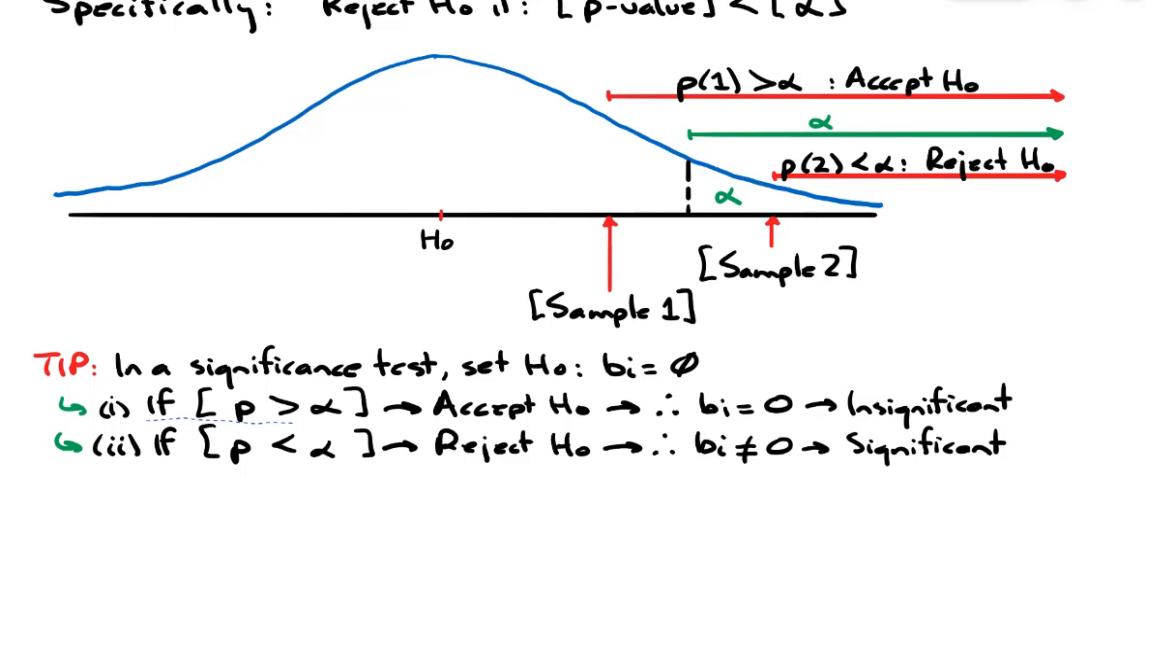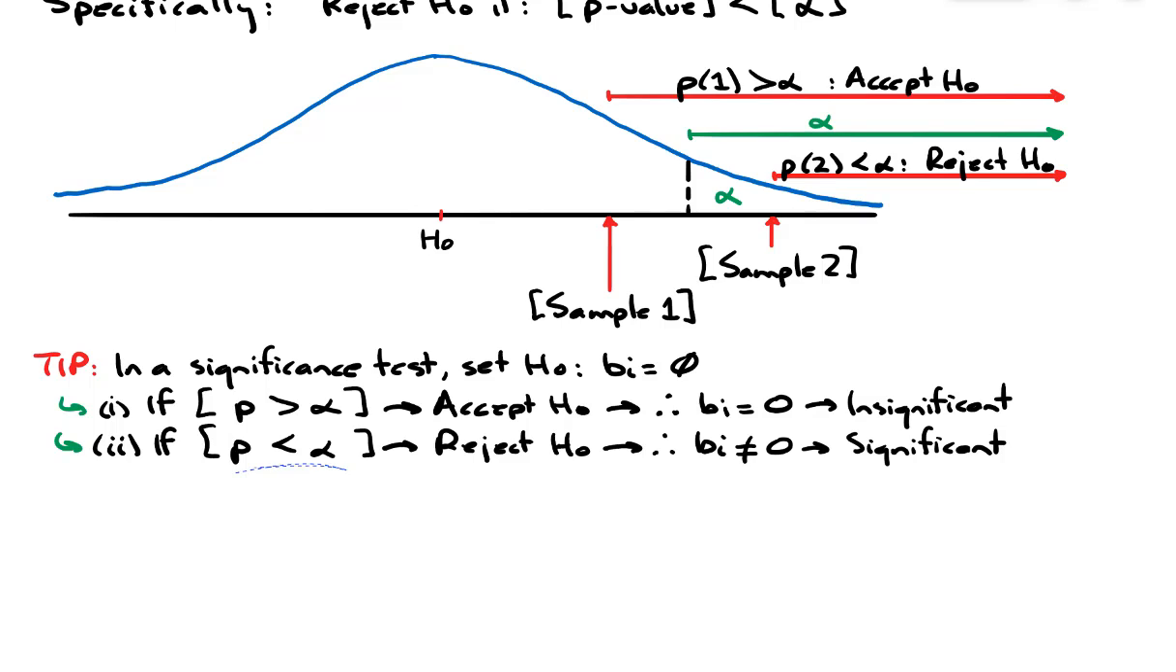If the p-value is greater than the level of significance, as was the case with sample 1, then we accept the null, which means that, and here's the null, so there's really nothing to memorize. If we set this up properly, there's nothing to memorize. You just say accept the null. Then you look at the null. What does the null say? That the coefficient is equal to 0, which means it's insignificant.